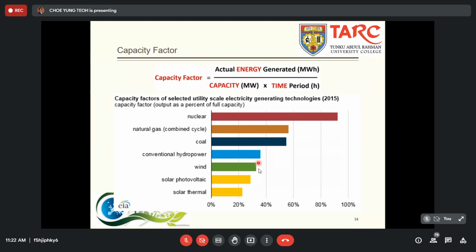So you can see that for solar photovoltaics, maybe around 20, we consider it as 20%. So it means that, let's say I have a power plant of 10 megawatt, but actually the average power output is only 2 megawatt, because the capacity factor is only 20%. So only 20% of the capacity. Okay? So when you do your assignment, remember to consider the capacity factor.